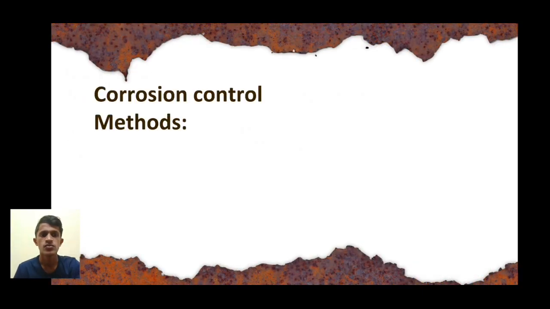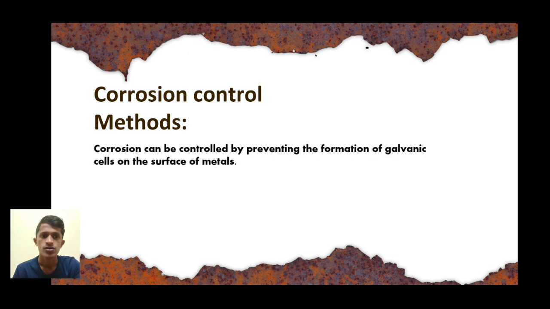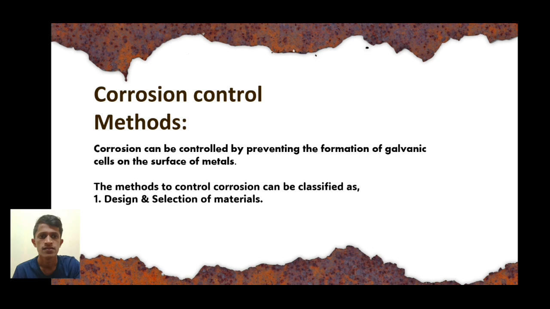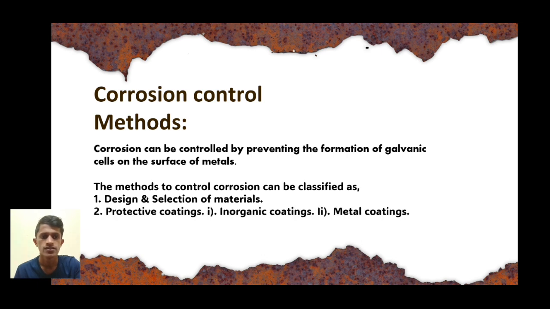Let us see what are the measures to control corrosion. Corrosion can be controlled by preventing the formation of galvanic cells on the surface of the metals. Methods to control corrosion can be classified as: first, design and selection of materials; second, protective coatings, in which first is organic coatings and second is metal coatings; and third is cathodic protection.